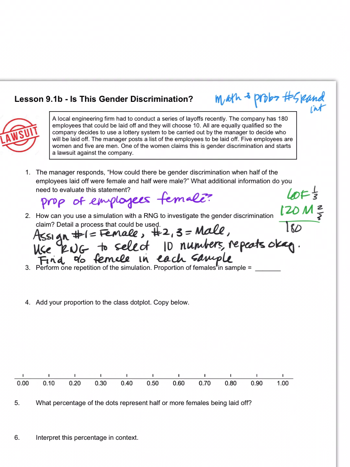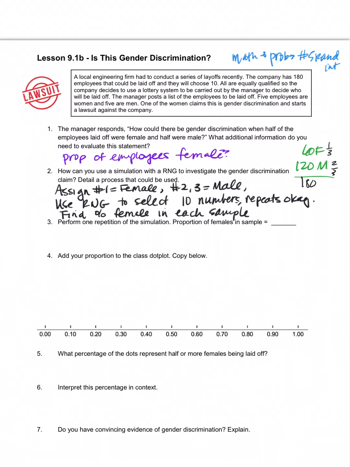So like my first sample, I got 0. So, oopsies. So I got 0.